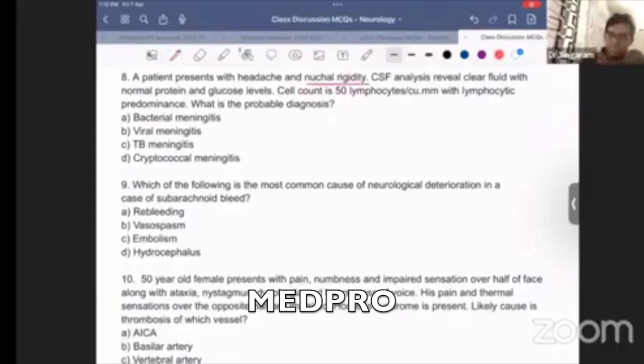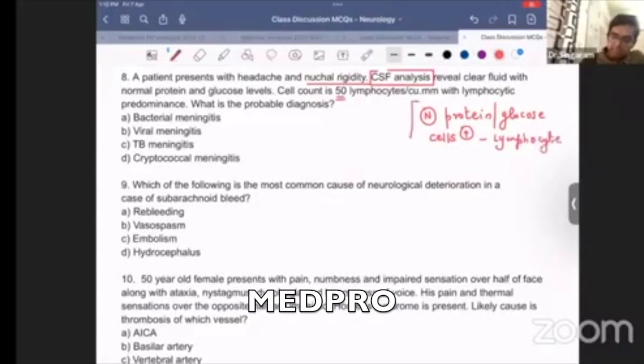That is why they have done the CSF analysis also. Now, look at the CSF analysis. What are the findings? Normal protein, normal glucose. Cell count is 50. Cells are definitely increased because the normal cell count is only 0 to 5. Here the cell count is increased, with a presence of lymphocytes. So in which type of meningitis will you get normal protein, normal glucose with increased lymphocyte count? Very straightforward again. It's a viral meningitis.